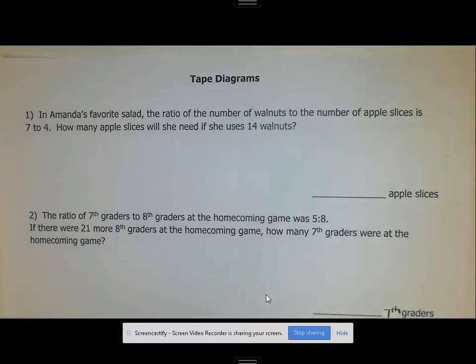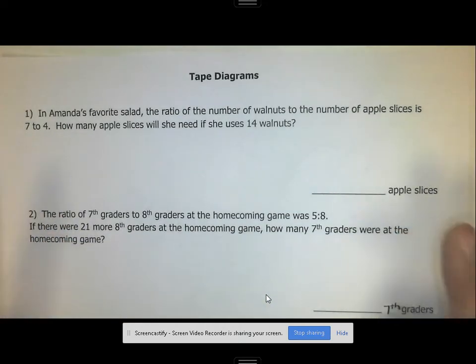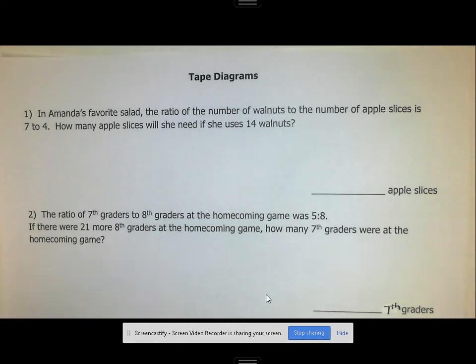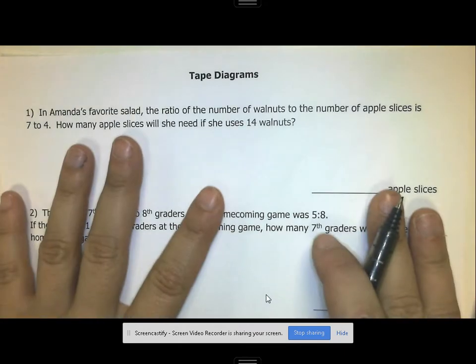In this video, I'm going to go over some examples of tape diagram problems. If you ever get stuck on a tape diagram problem on a homework or a weekly assignment, I'd like you to come back to the examples I did in this video and see if you can match the problem you're struggling on with one of my example problems.